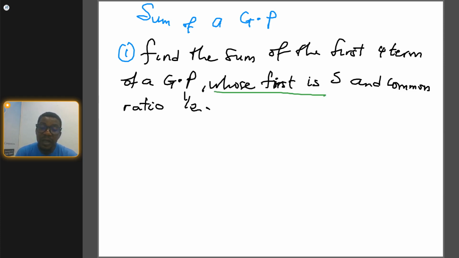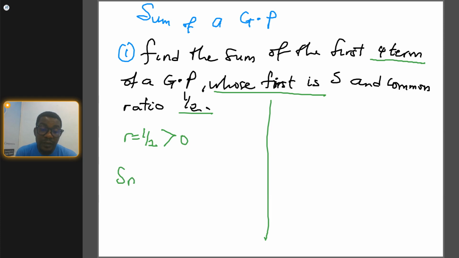The first term is 5, and we are asked to find the sum of the first 4 terms, and the common ratio is 1/2. So there is a condition to know which formula to use. If r equals 1/2, we have to know whether r is greater than 0 or less than 0. So of course, r is greater than 0. If r is greater than 0, we'll be using Xn equals a into bracket r^n minus 1, all over r minus 1.